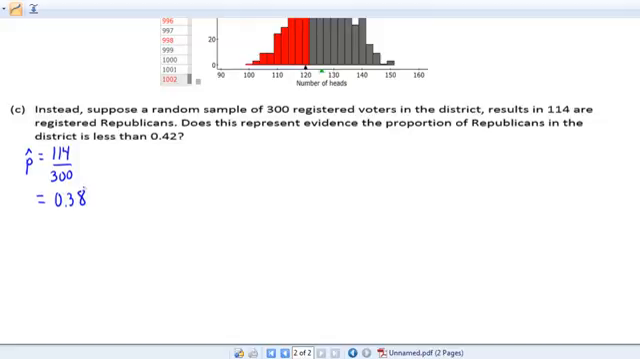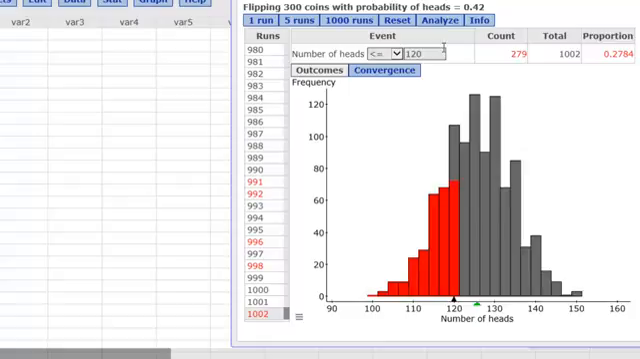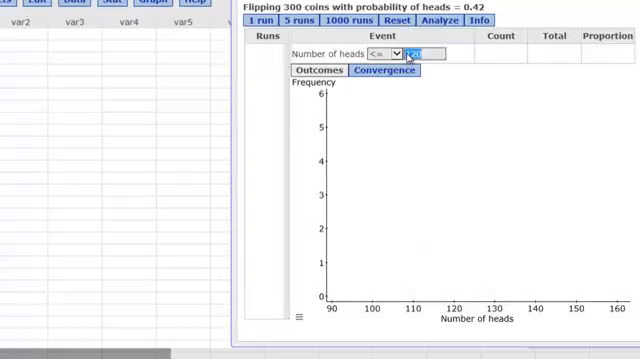Does this represent evidence that the proportion of registered Republicans in the district is less than 0.42? I mean, 0.38 is certainly less than 0.42, but is it significantly less than 0.42? In other words, how likely would it be to get 114 or fewer registered Republicans in the district if the proportion of registered Republicans is still 0.42? So now we just go back to our applet, and I'm just going to reset it so that we start all over again. But now I want to know how likely it is that I get 114 or fewer.